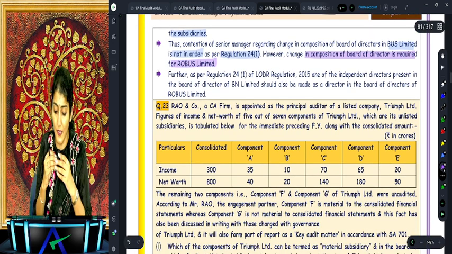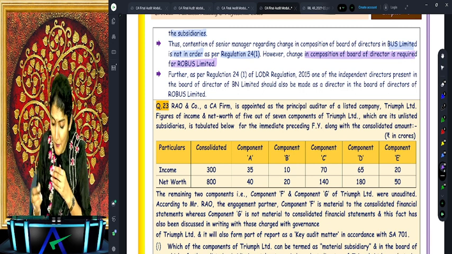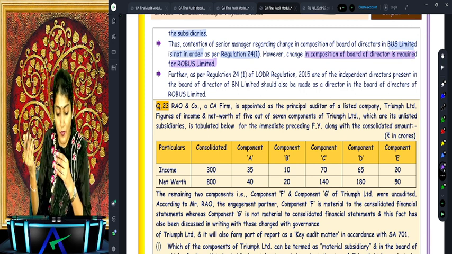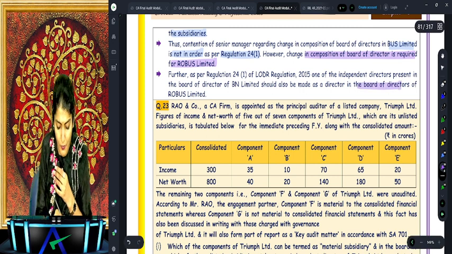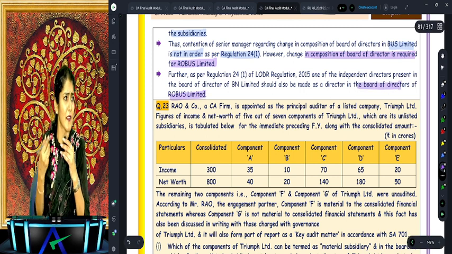So, in Bus, no change in composition of the board is required, but for Robust it is required. Further, as per regulation 24, one of the independent directors present on the board of BN Limited should also be made a director on the board of Robust Limited, right? So that is the requirement.